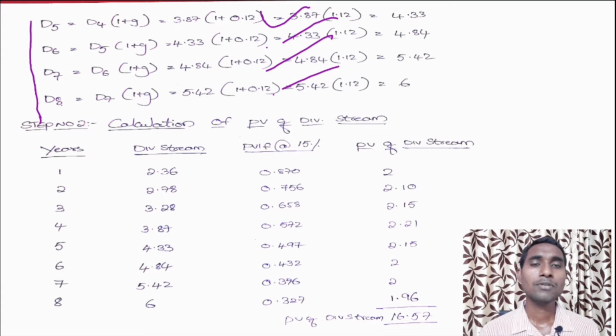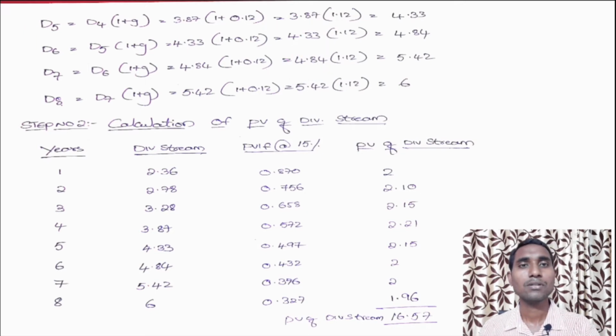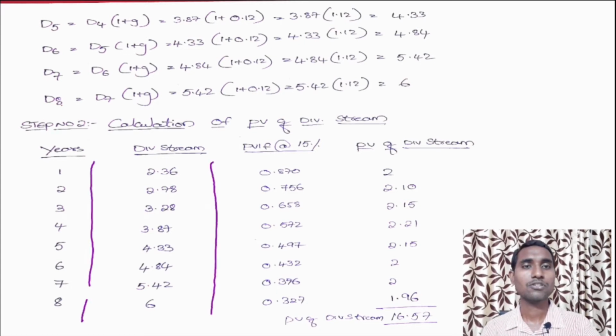So you need to find out the dividend stream for the first two growth rates in the first step by clearly using the different growth rates. Now, once you are done with the dividend stream, as you know, step number 2 is calculation of PV of dividend stream. So combinedly I have 8 years of dividend stream that I found in the first step.